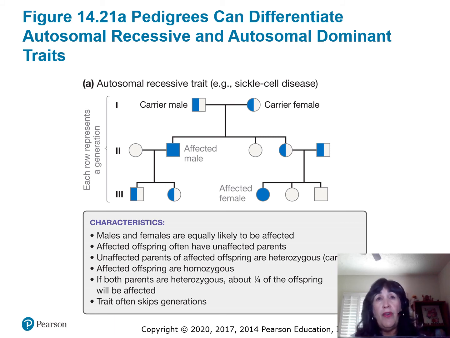And so affected offspring are homozygous. In fact, they're homozygous recessive. If both parents are heterozygous, then there's a 1/4 or 25% chance that their offspring will be affected. And often this affects one generation and skips the next. So this is a pedigree of a recessive trait, and one classic example is sickle cell disease.